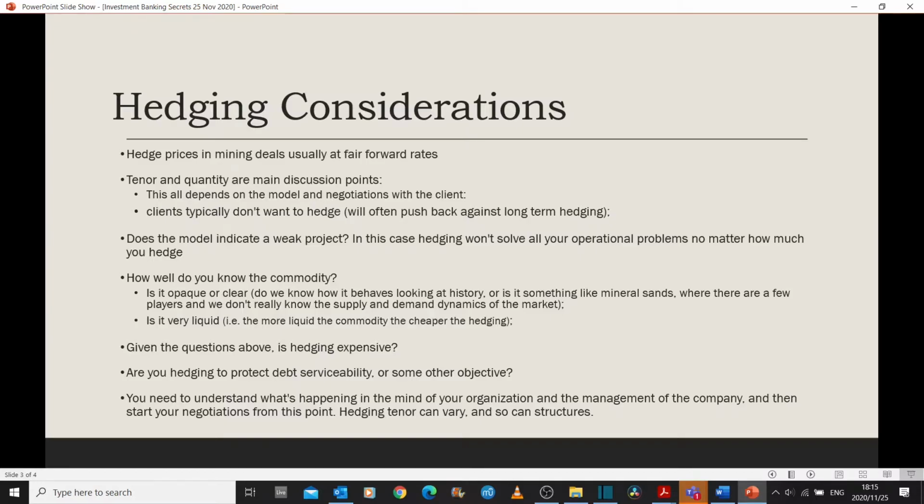So what do you do? In this situation, if it's a weak project, hedging is not going to solve your problems. In fact, it could make your problems significantly worse, because if the company then goes bankrupt, it still needs to fulfill its obligations under the hedge. And if your lender's in that project, it just means that there's more claims chasing the same amount of assets.